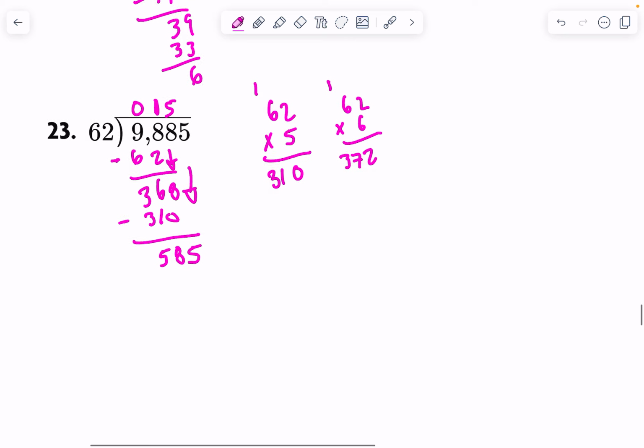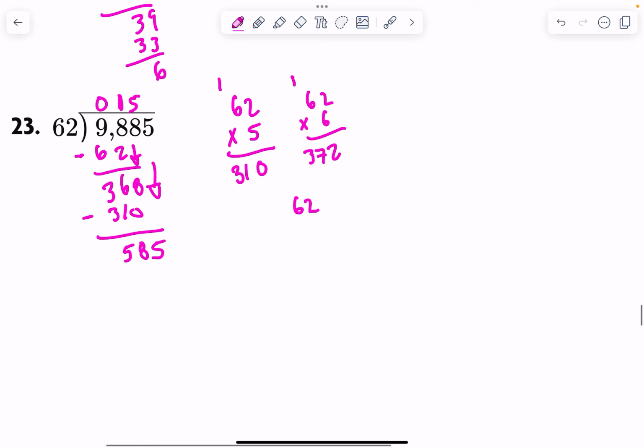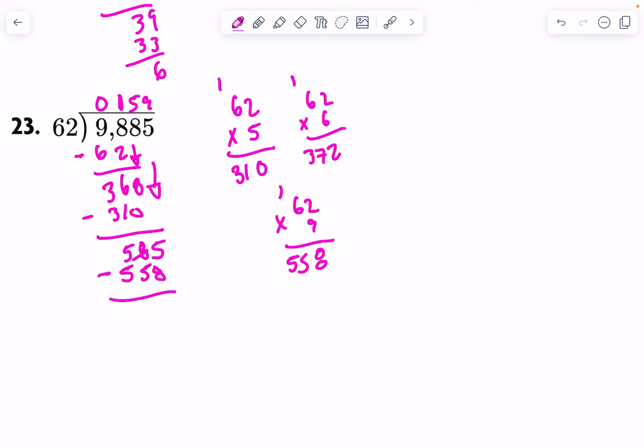62 goes into 585. Let's go big. Let's do like 9, 8, 1, 54, 55. So, right, it can go 10 times that, 620. It has to go in 9 times, so we're at 558. Subtract these out now. 7, 15, borrow. 7 minus 5 is 2. So this is my remainder, right? So remainder 27.